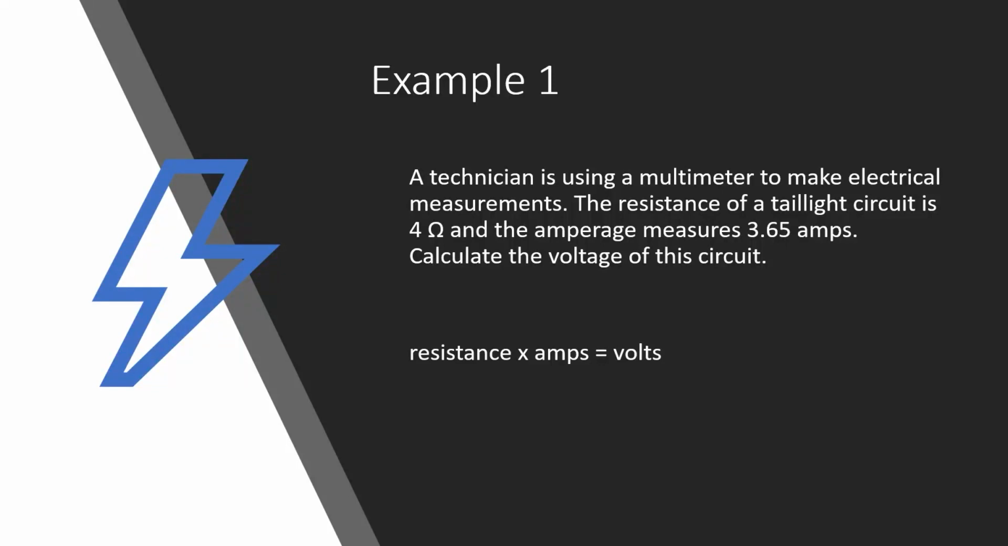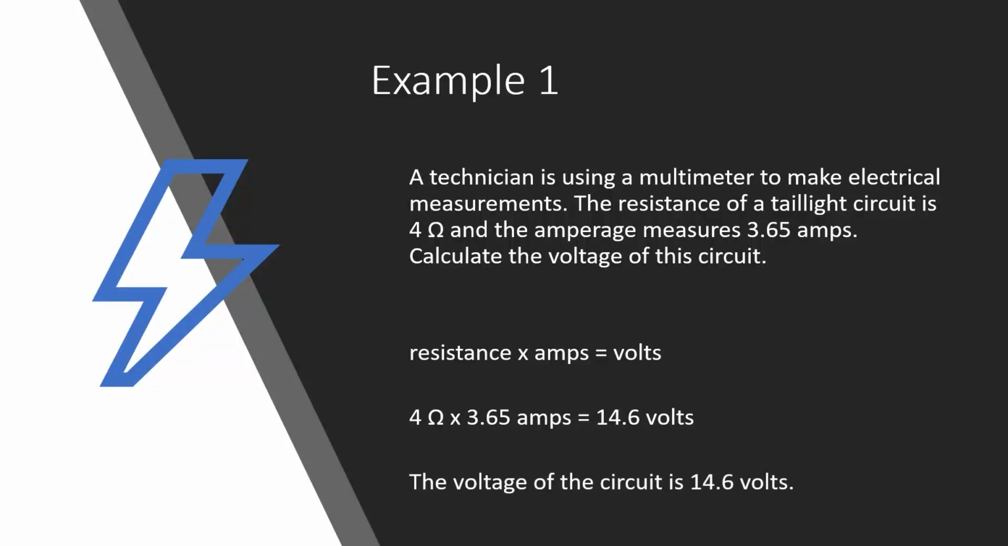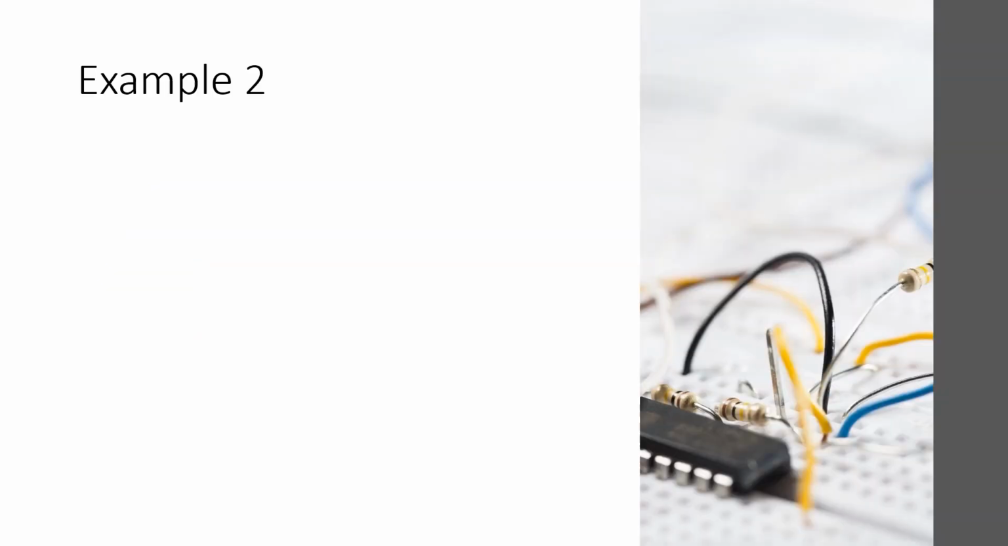We know that there are 4 ohms of resistance and 3.65 amps. So if we plug these in and multiply them together, we'll end up with the answer 14.6 volts. Let's check out another example.